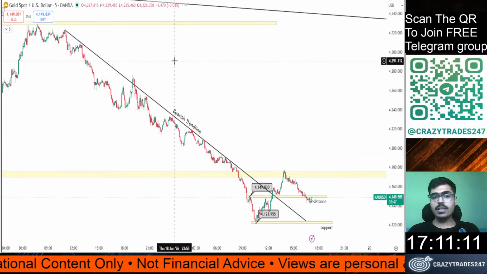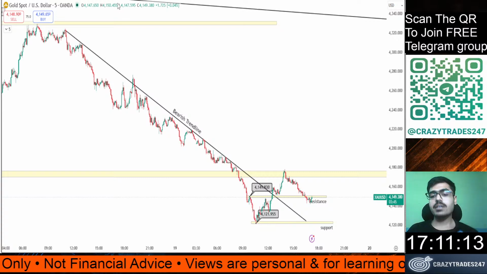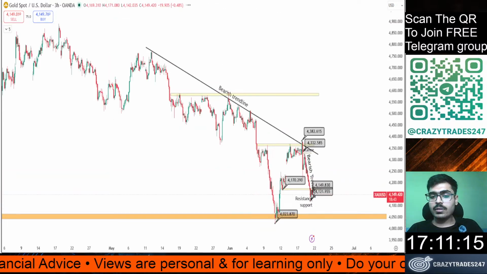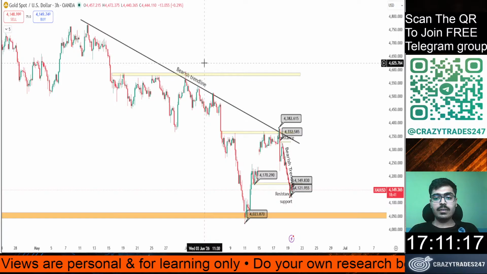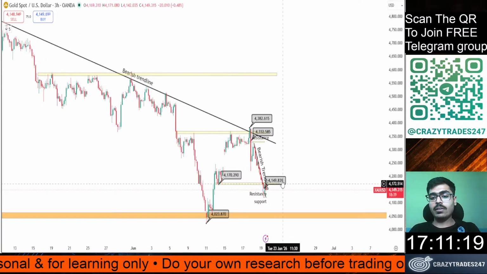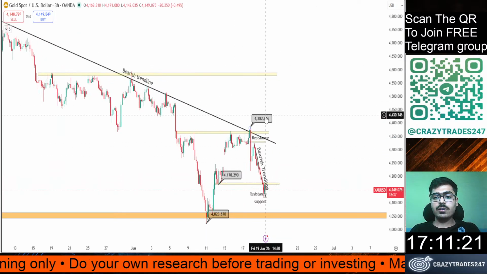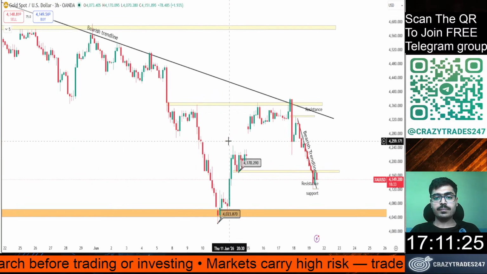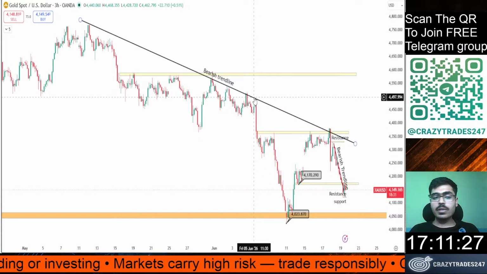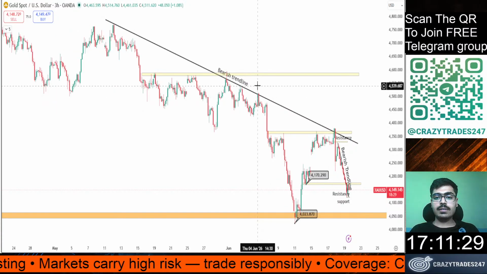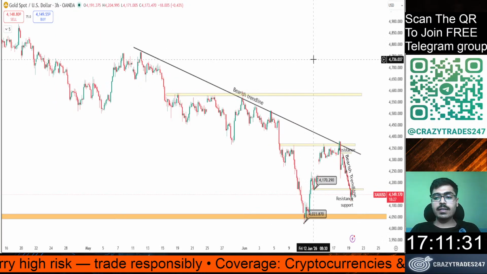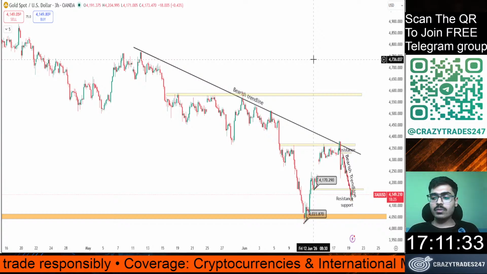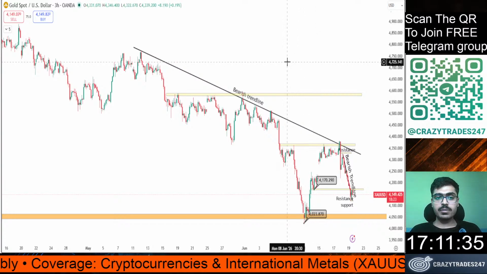This is the gold chart, 5 minute chart. Let me delete all these price tags first of all. Yes, this is the 3 hourly chart of gold, and we will discuss from the 3 hourly chart, and then we will further drill down to much smaller time frames.